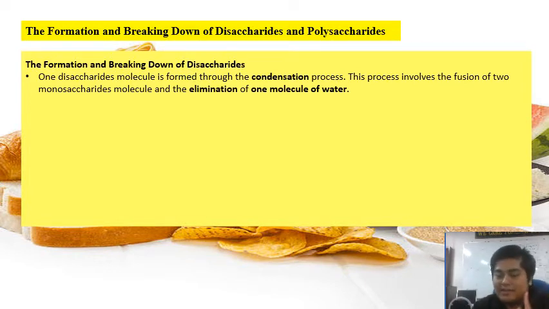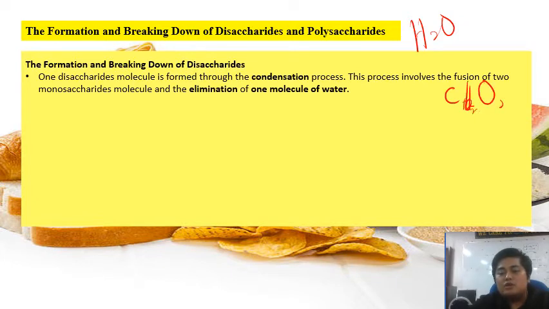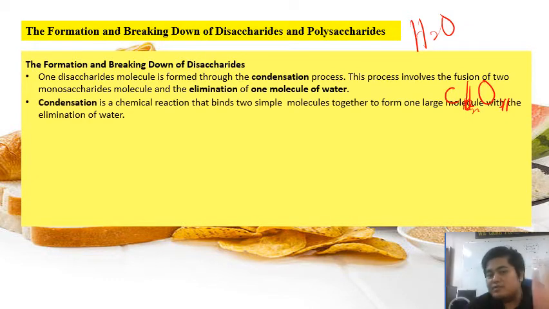Sebab itulah tadi korang perasan tak? Formula dia akan jadi C12H22O, berapa? O11. Kenapa 11? Sebab dia dah buangkan satu molekul air iaitu H2O. Sebab itulah dia jadi C12H22O11.